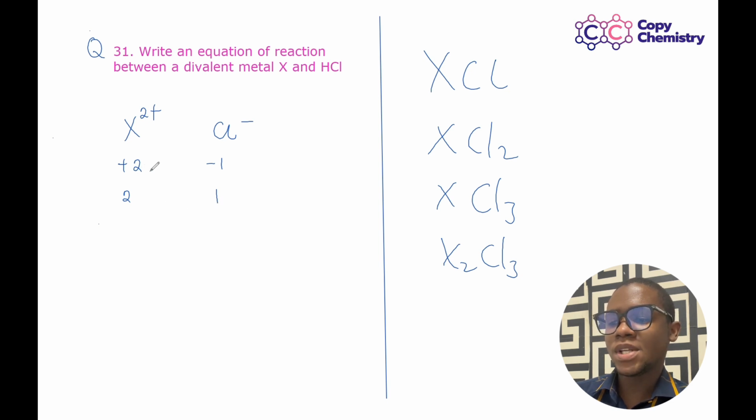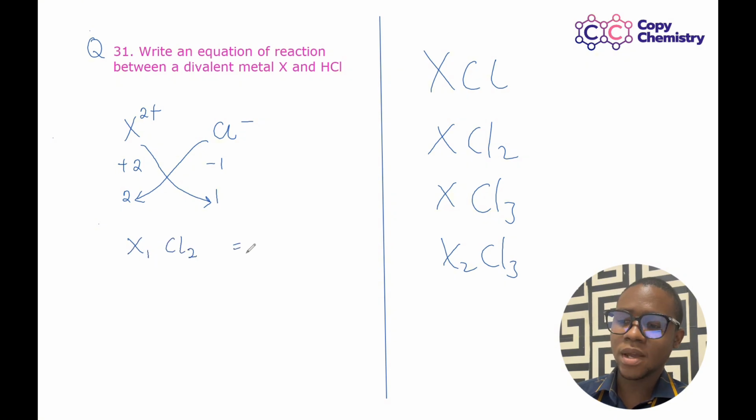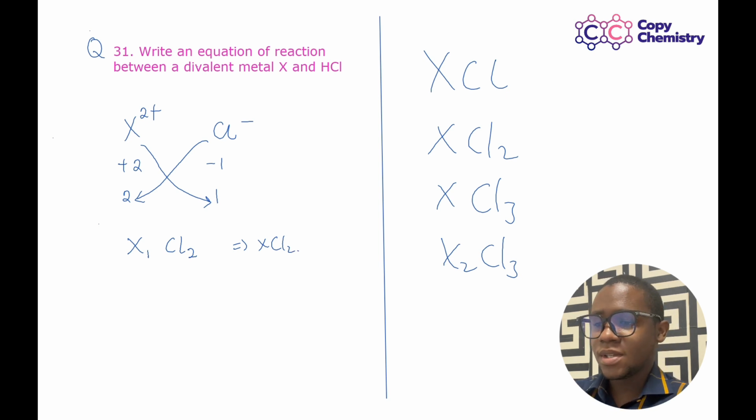So what happens is that the initial symbols X and Cl would exchange the valencies. So you have X1Cl2, which is like XCl2. So it means XCl2 is the formula for the metal chloride that will be formed.